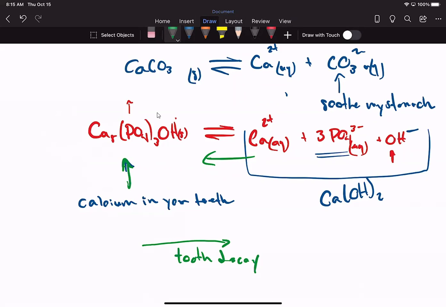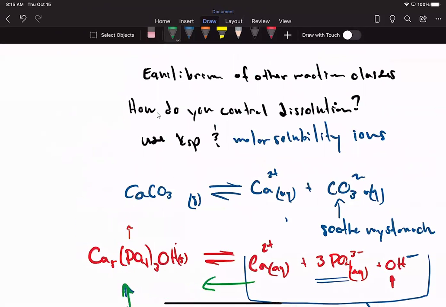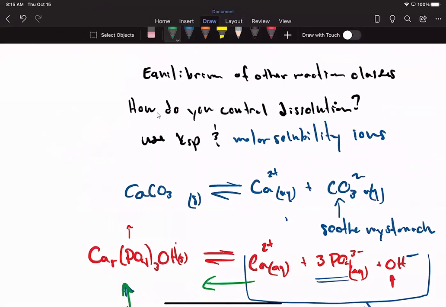We have to make sure that everything that we're drinking and eating, and a lot goes into it, so that we're not promoting tooth decay. I don't want the calcium in my teeth to turn into calcium ions and phosphate ions, right? So this specific chapter is just dealing with how to control this dissolution.